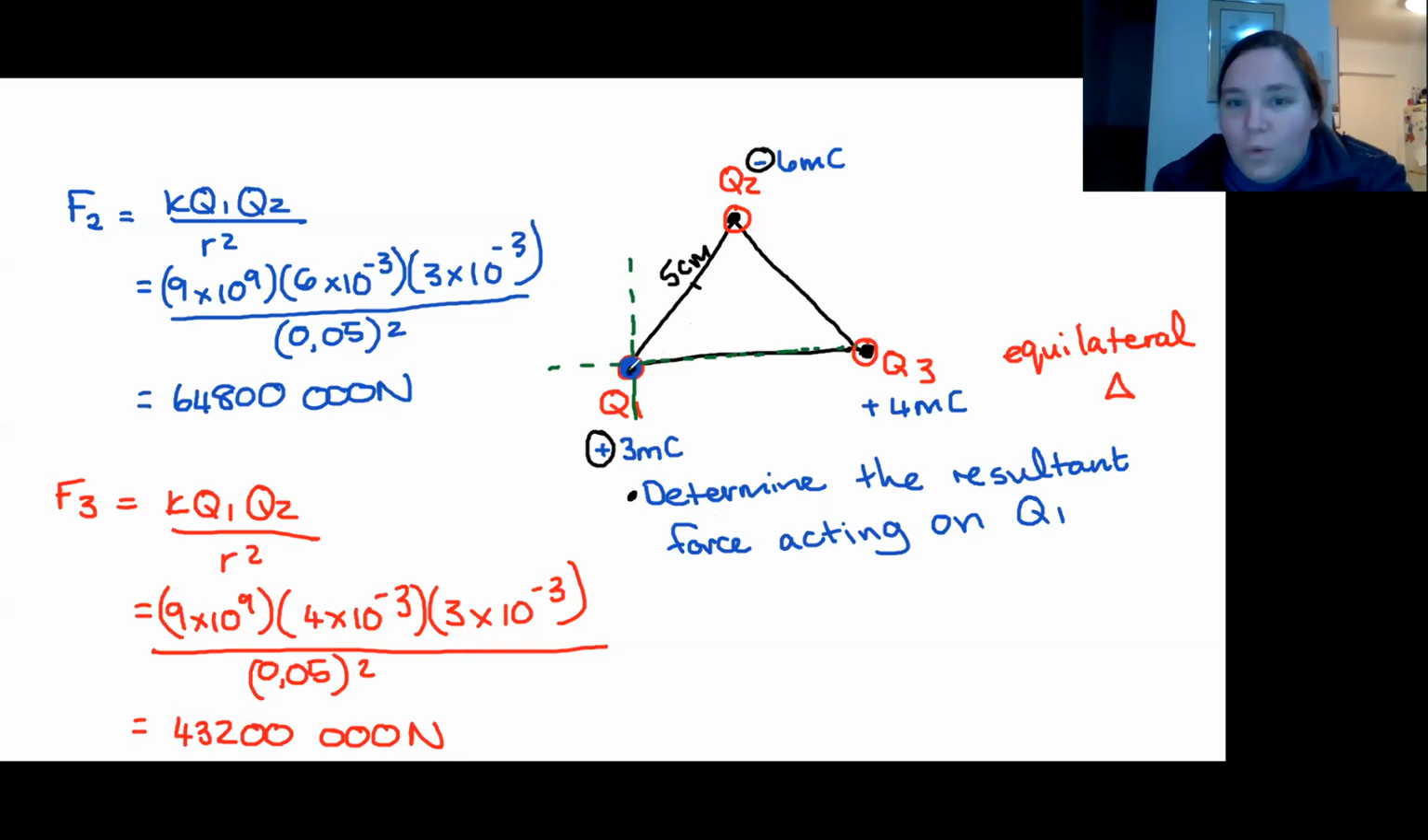That means that Q1 would be attracted towards Q2, which means that its force is going to be upwards at that angle. Q3 is positive, Q1 is positive, so they're going to repel each other, so we will have a force that way. So we're going to have two forces acting at different angles, and my resultant is going to go somewhere in between them, which means if I drew a free body diagram, I would have a force this way and a force that way.